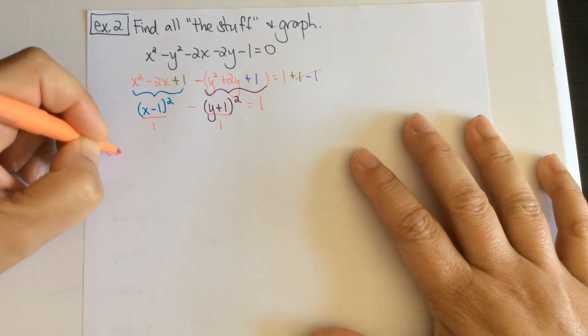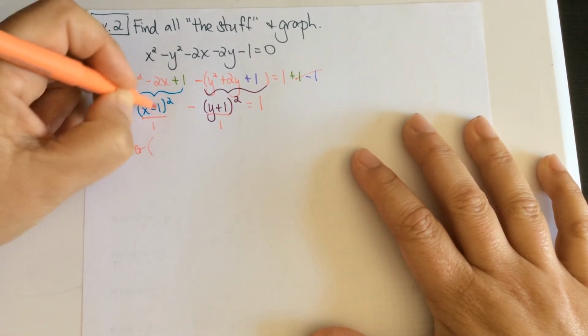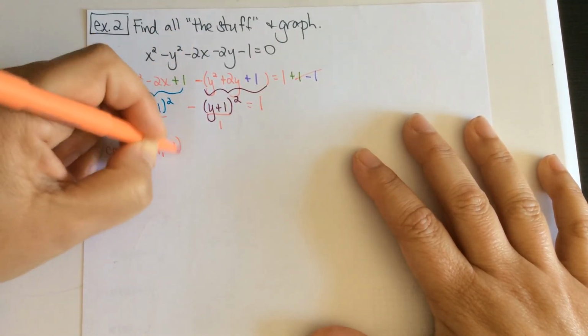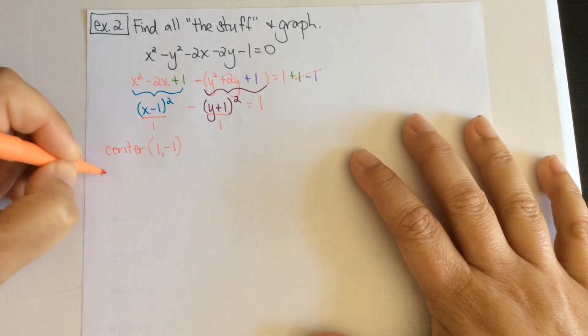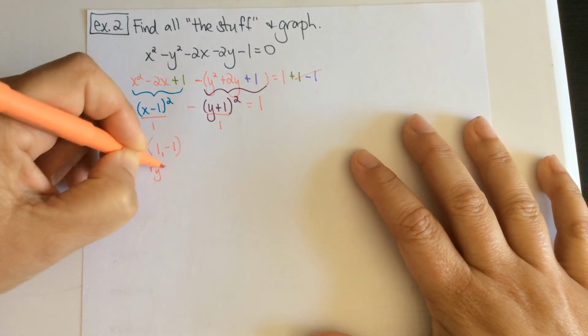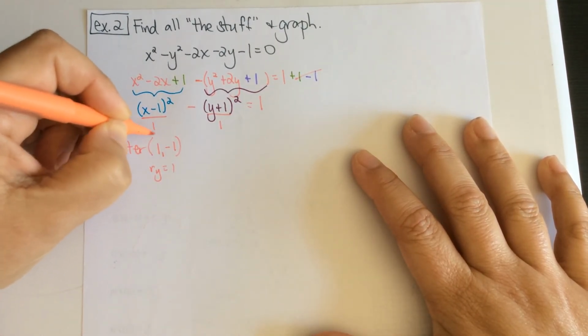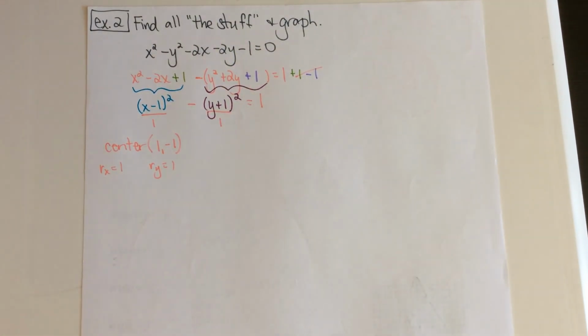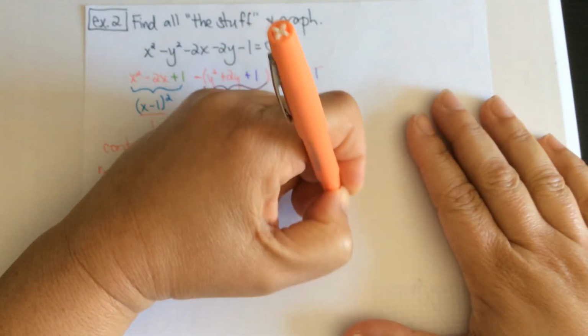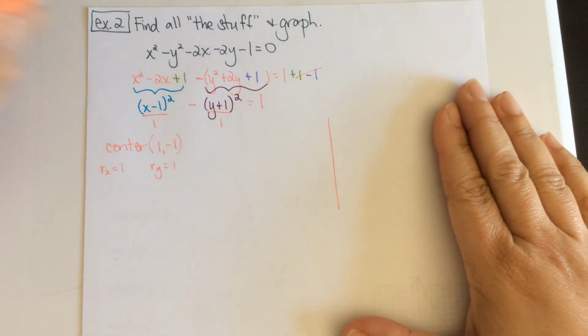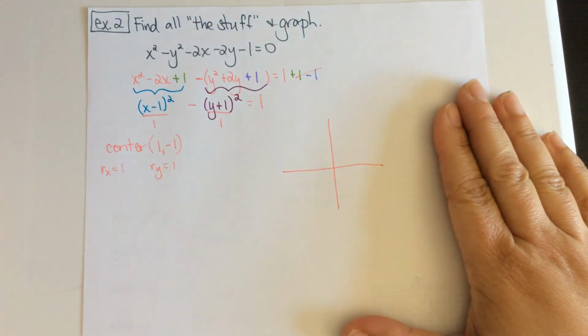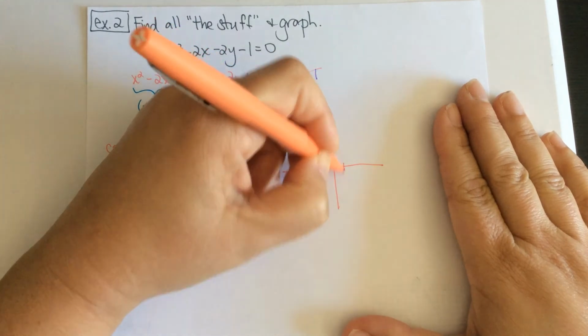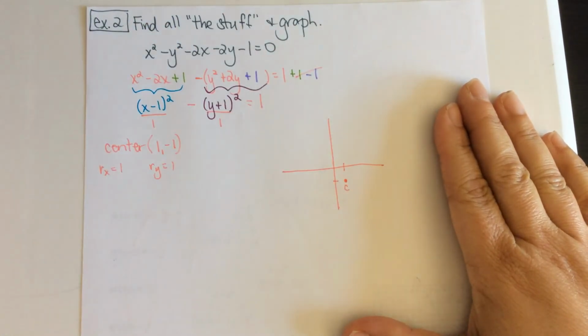So first I'm going to find the center. That's the h comma k, so this is 1, -1. The r sub x and the r sub y: this is r sub x squared and this is r sub y squared. Remember, it's always equal to 1 for hyperbola and ellipse. Okay, and then I'm going to start drawing. So right and down is my center.